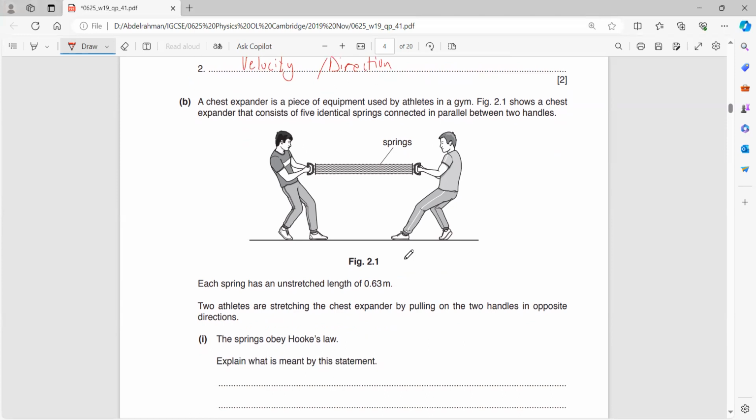A chest expander is a piece of equipment. It shows a chest expander consisting of 5 springs. خلي بالكم يا شباب. اوكي مهم قوي قوي قوي. You must read each and every word written down. Please do not skip any words خالص. يعني أي حاجة مكتوبة لازم تقروها. اوكي لازم تقروها.